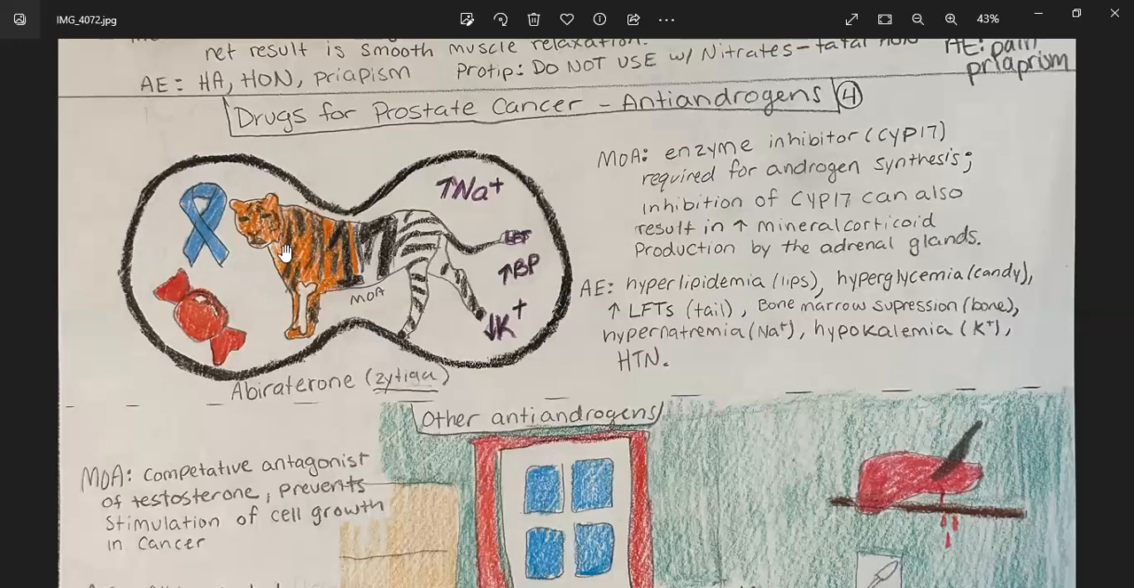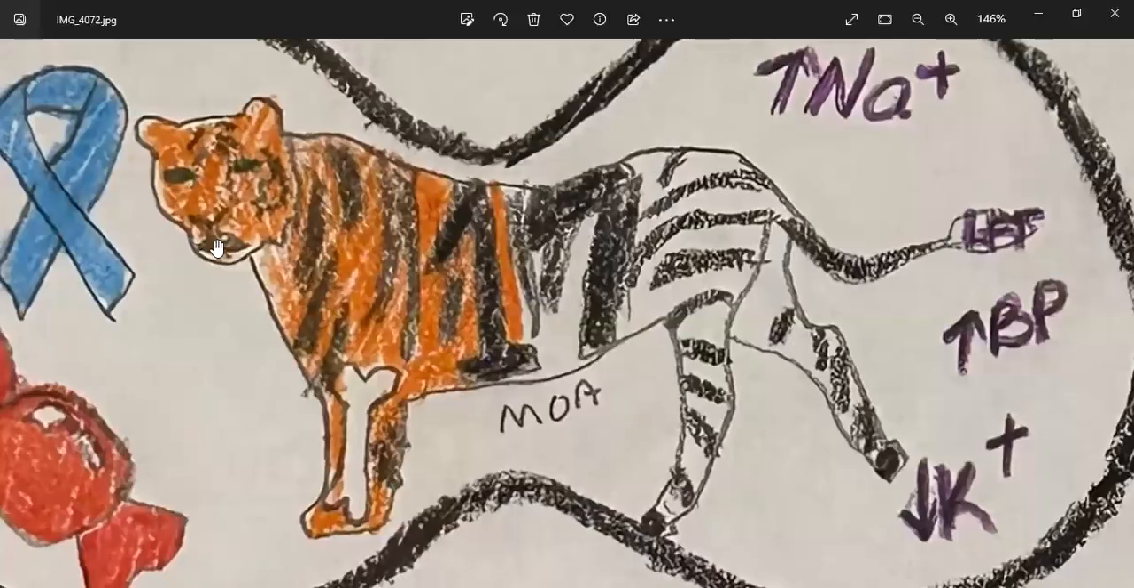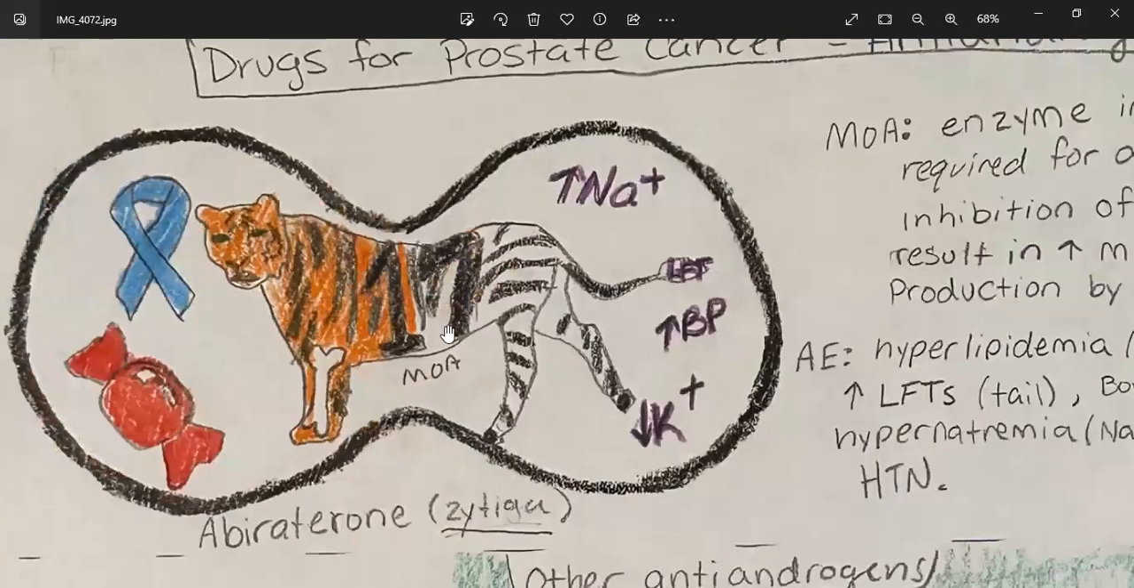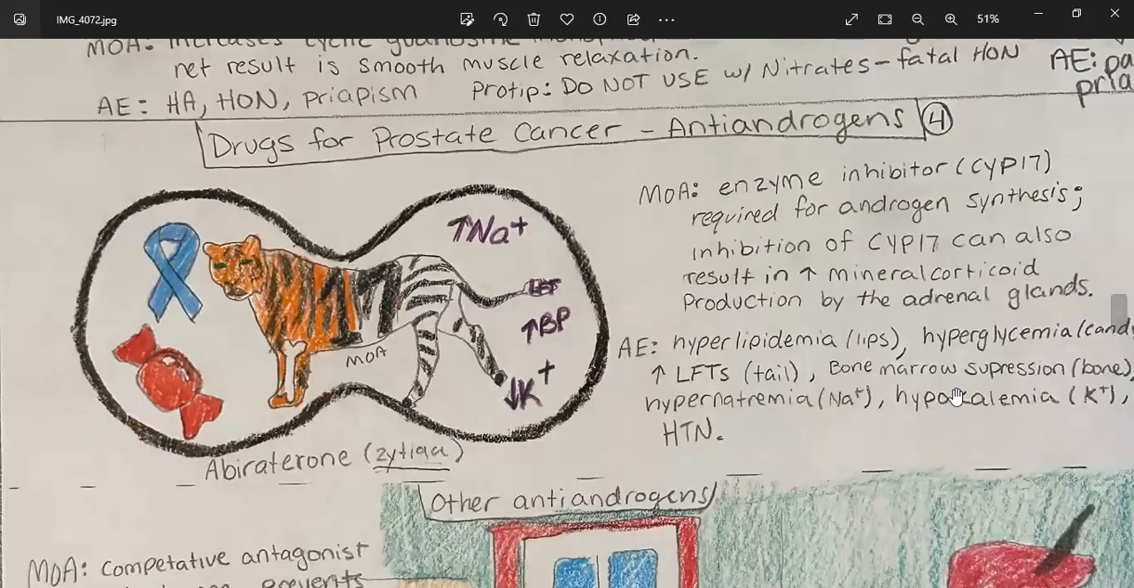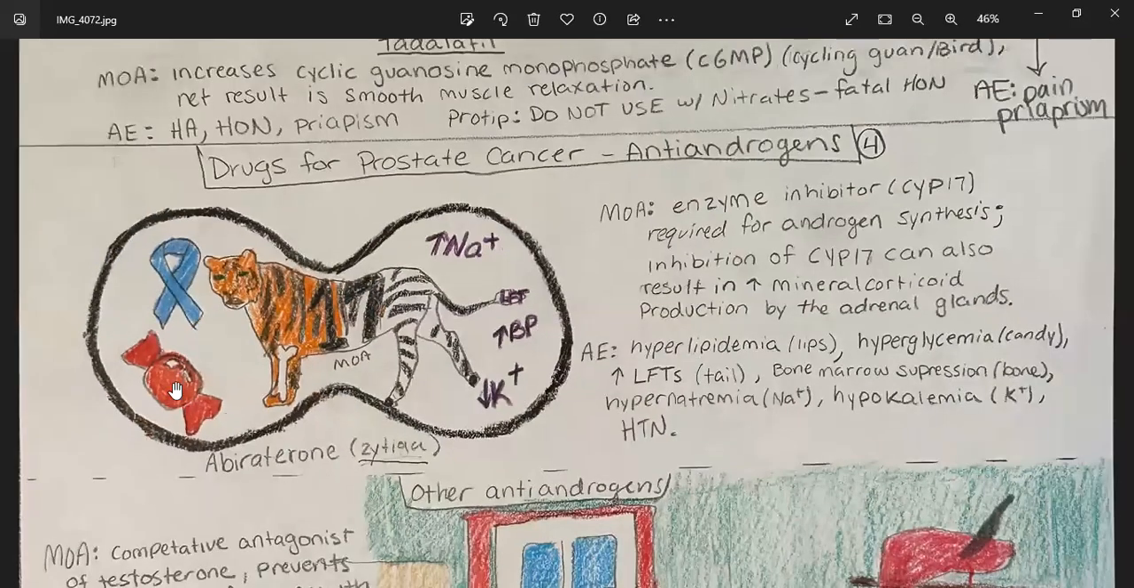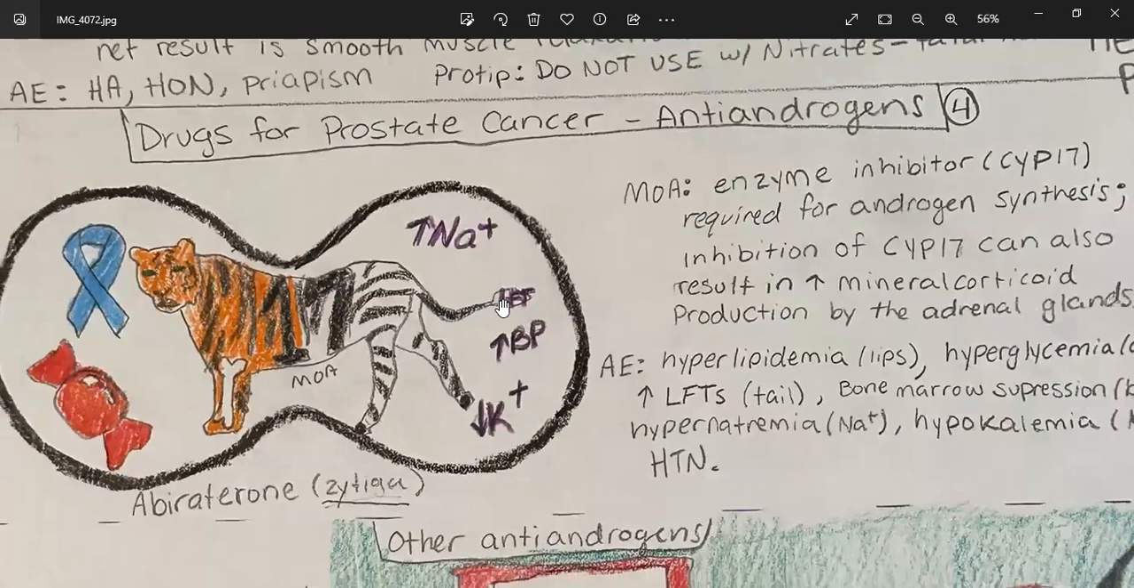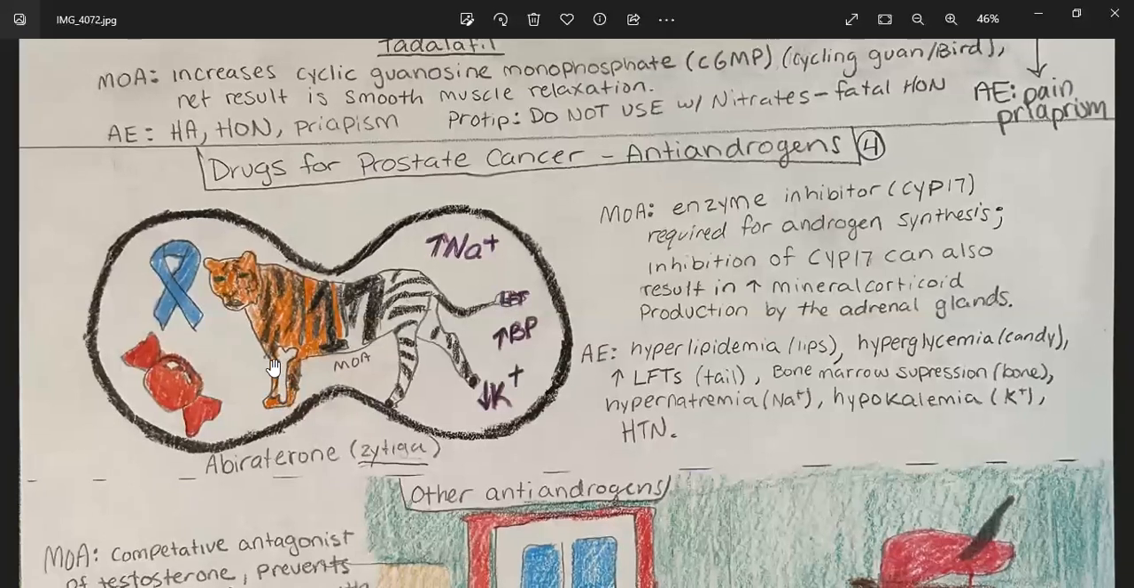We have hyperlipidemia, so lipidemia, he's got lips. Hyperglycemia, so there's candy here. Increased LFTs, which he's lifting his tail and it says LFT on it. Bone marrow suppression, there's the bone. Hypernatremia, so increased sodium, and then hypokalemia, and hypertension, so we have our blood pressure.